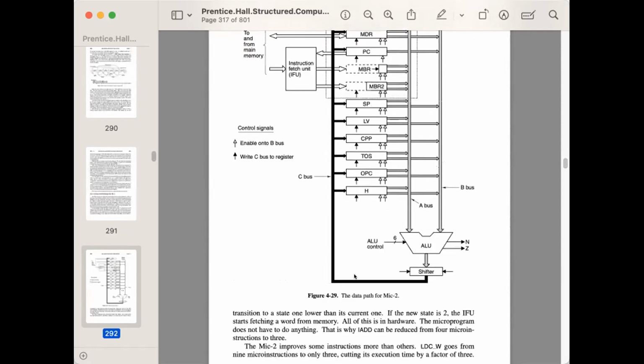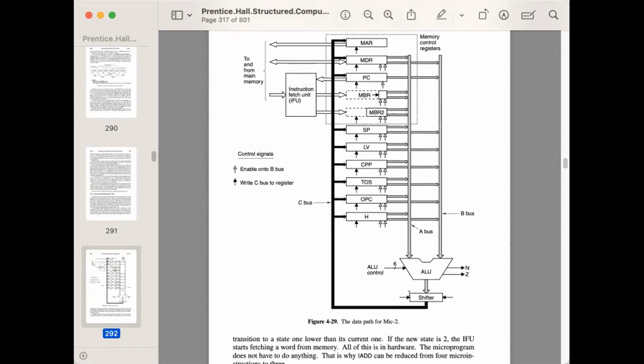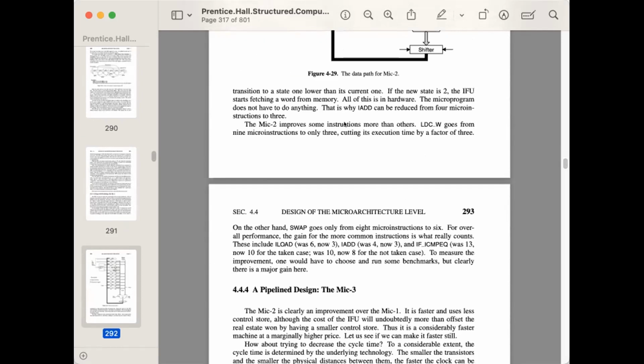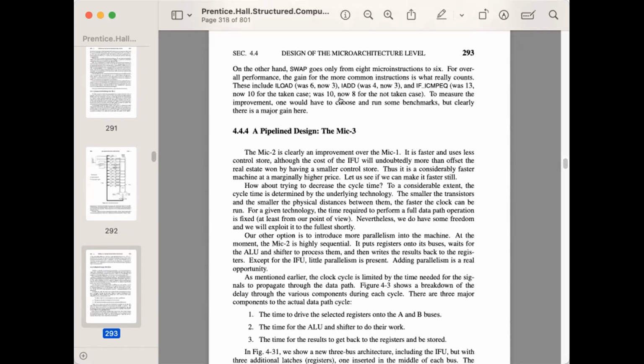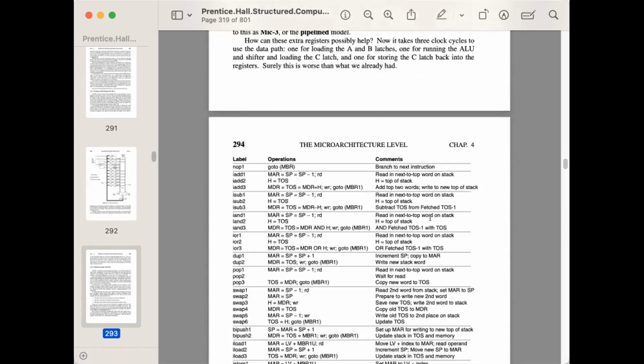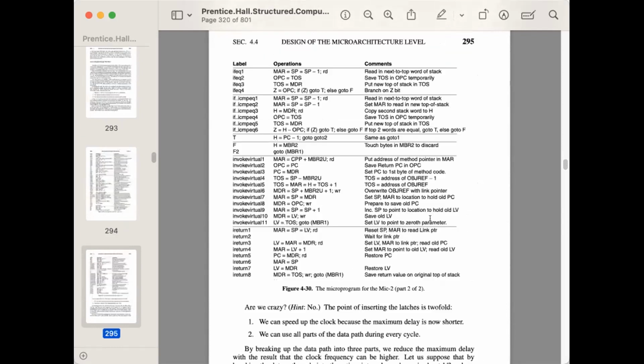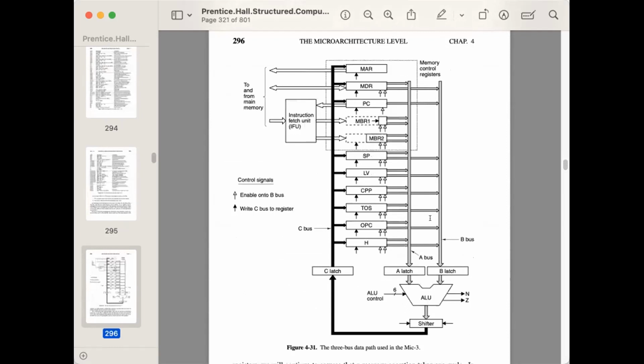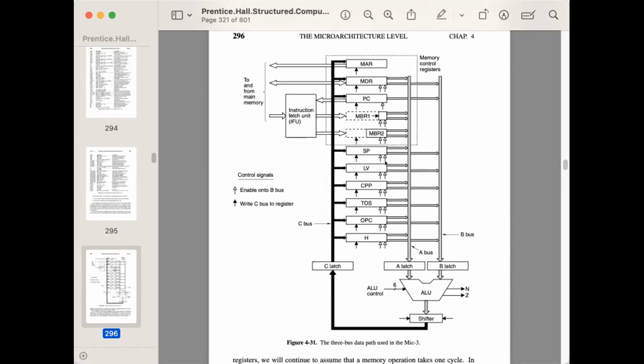And now they've introduced the MIC2 here, which adds this instruction fetch unit, I think is what they've added there. Then they've got the pipeline design on the MIC3, which adds an A bus to it. You see the picture down here. That doesn't show the A bus, but there is an A bus there somewhere. Oh, yeah, there's the A bus. Again, we're adding some more to this to increase the speed.